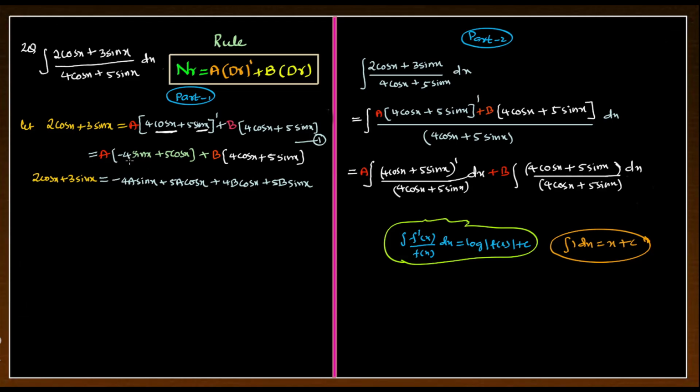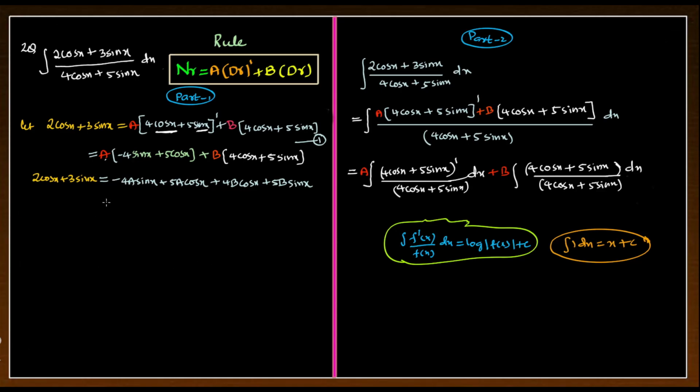Now open the bracket, meaning we have to multiply with A. A into minus 4, minus 4a sin x. A into 5, 5a cos x. Similarly, B into 4, 4b cos x. B into 5, plus 5b sin x. Now we have two terms related to cos x and two terms related to sin x.